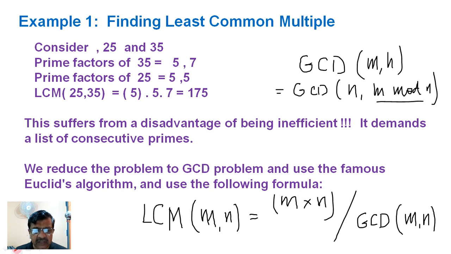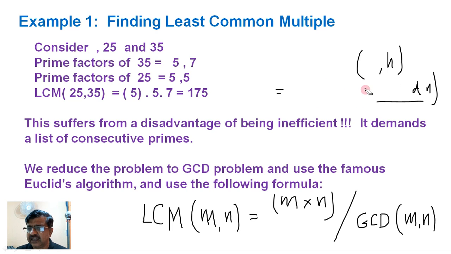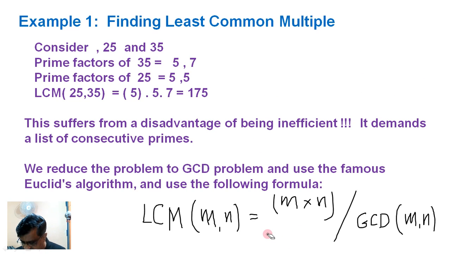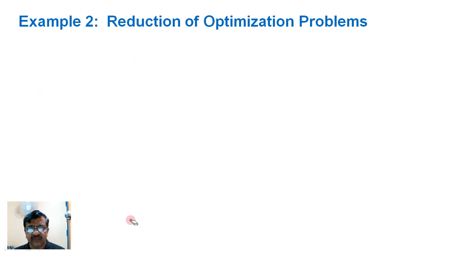Okay, therefore the problem of finding the least common multiple is converted into a problem of finding the GCD, and we used a simple division technique. We multiplied the integers and divided by the GCD. That's how the solution is obtained.